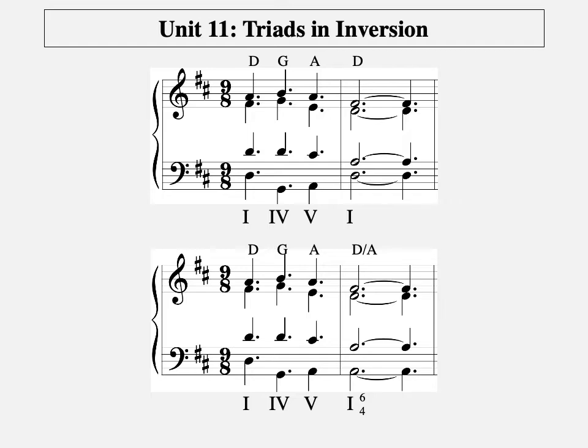Here are two different chord progressions. One goes 1, 4, 5, 1, and all four chords are in root position, and the other one goes 1, 4, 5, 1, but that final chord is a one chord in second inversion. Let's listen to both of them and note the effect. Here's 1, 4, 5, 1 in root position.